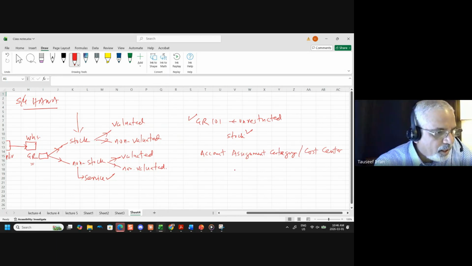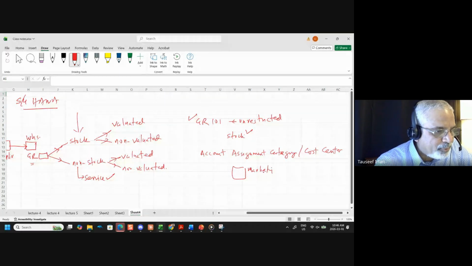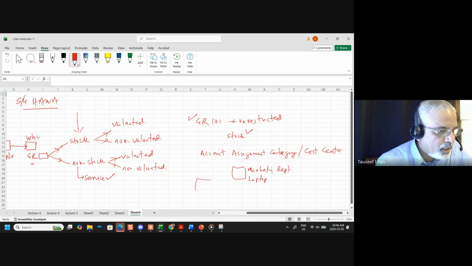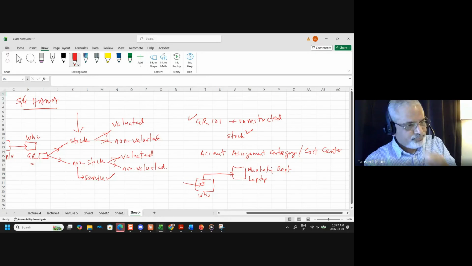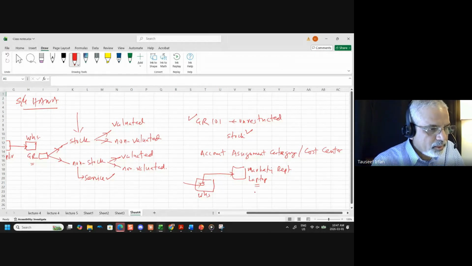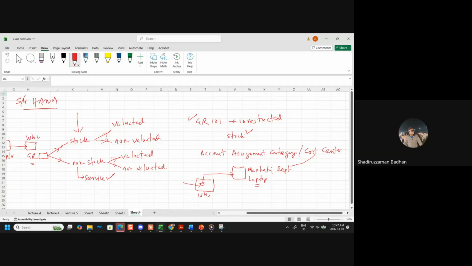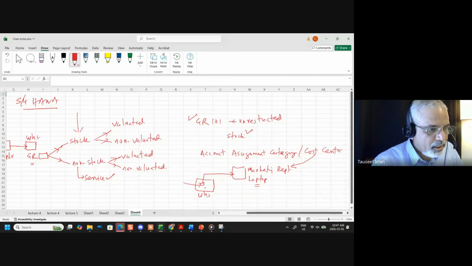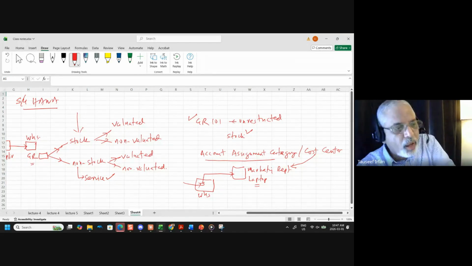So if a marketing department is saying I need a laptop for their department use, and the warehouse guys receive the laptop and give it to the marketing department. The marketing department has a cost center, and the warehouse guys will enter that cost center. It has the marketing department as a cost center, and this particular transaction is part of the account assignment category. So you know that is not a stock.